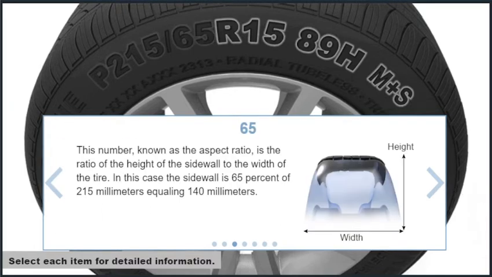This number, known as the aspect ratio, is the ratio of the height of the sidewall to the width of the tire. In this case, the sidewall is 65% of 215 millimeters, equaling 140 millimeters.